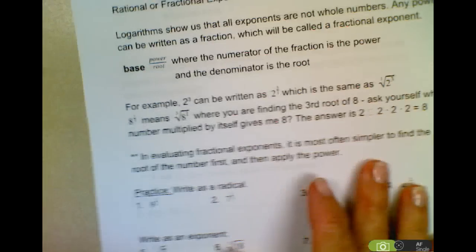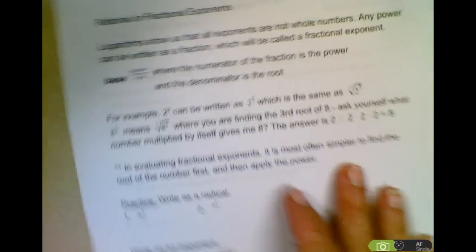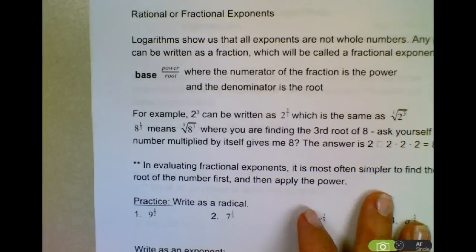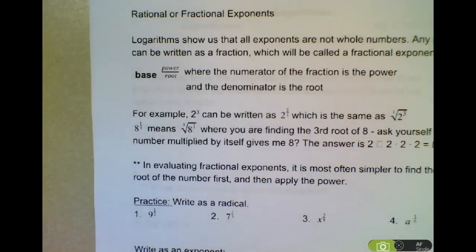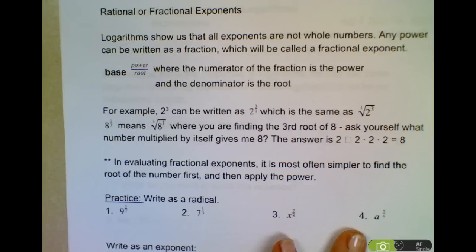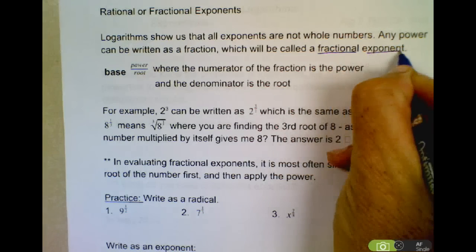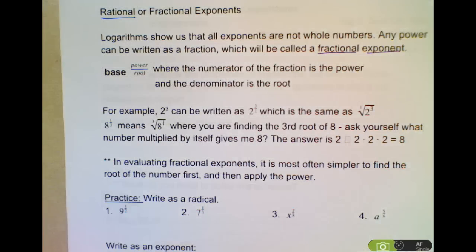Okay, something that we've kind of talked about in class that I think needs a bit of a review is using fractional exponents, or what are also called rational exponents. Of course, a fraction makes up a ratio, so they're called rational or fractional exponents. So logarithms show us that all exponents are definitely not whole numbers. Any power can be written as a fraction, which will be called a fractional exponent. I tend to call them fractional exponents. You will also hear rational exponents. They mean the same thing. Just means that your power is not a whole number, okay?